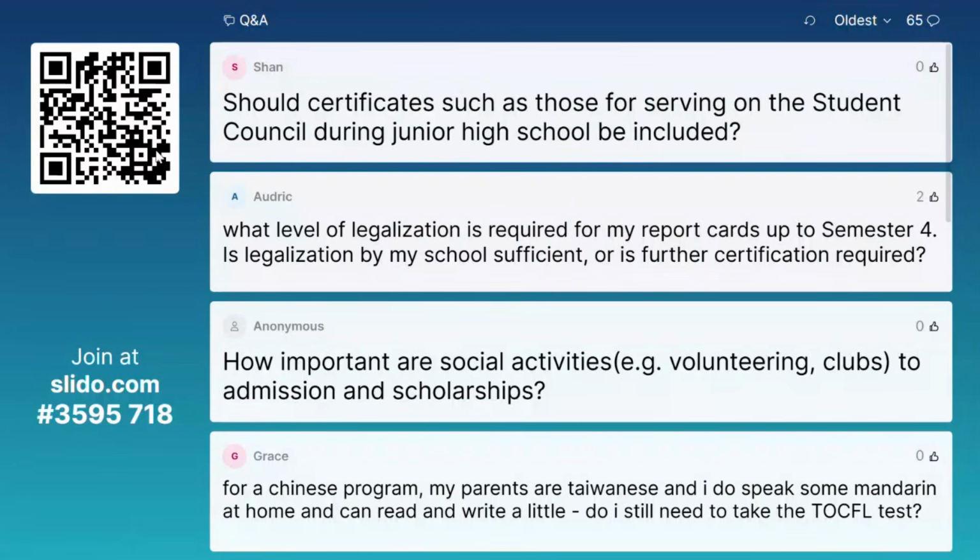Should certificates, such as those for serving on the student council during junior high school, be included? I think it's up to you. If you think this kind of experience will add to your application, then you are welcome to attach it under the supporting document section.